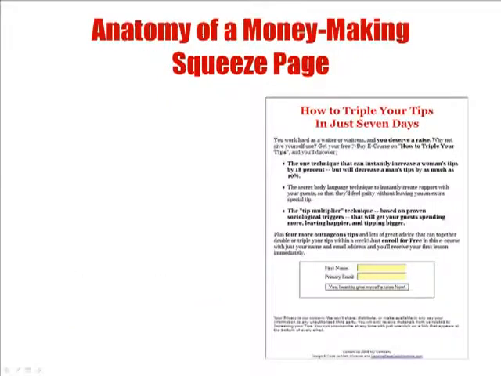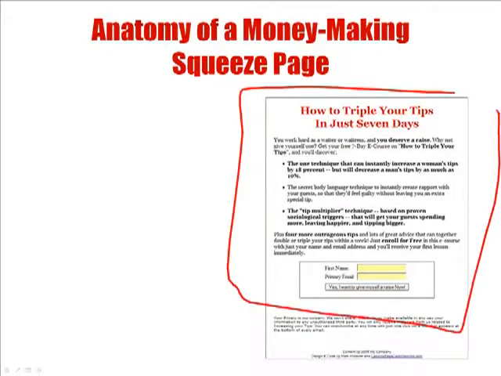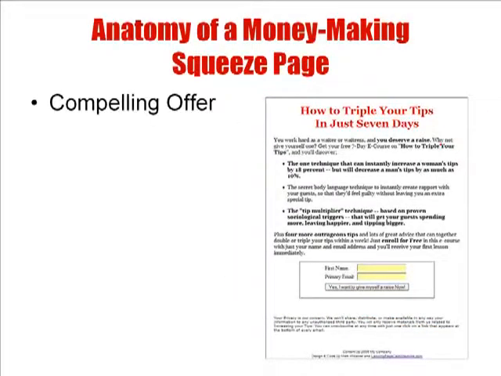So what are the parts of a squeeze page? Before we get started with the tips, let's just talk about what's on a squeeze page, right? So here's a typical squeeze page here. So what's on this page? Well, basically what we have here is a compelling offer, right? We have some kind of an offer that we are trading for the user's name and email address. That's what's going on here.